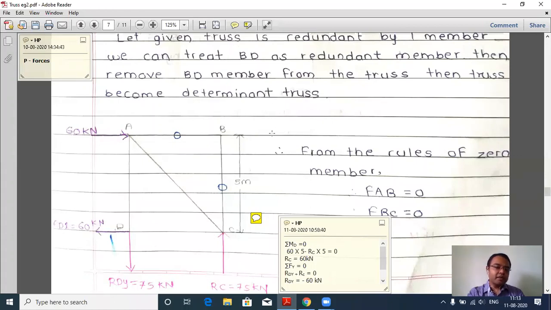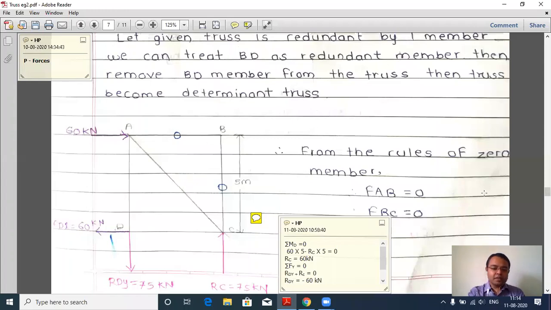Okay, so here we have considered the unknown, or you can say the redundant member, as member BD. In this diagram, you can see that we have removed member BD. By removing member BD, this structure has become a determinate type of truss. So this is called P forces. Now we are going to analyze this truss for P forces. Just remove this BD member.